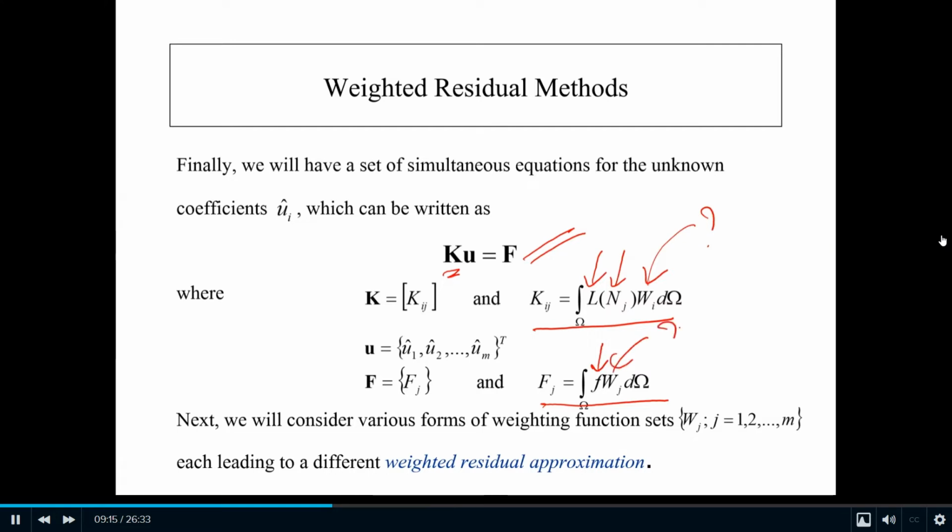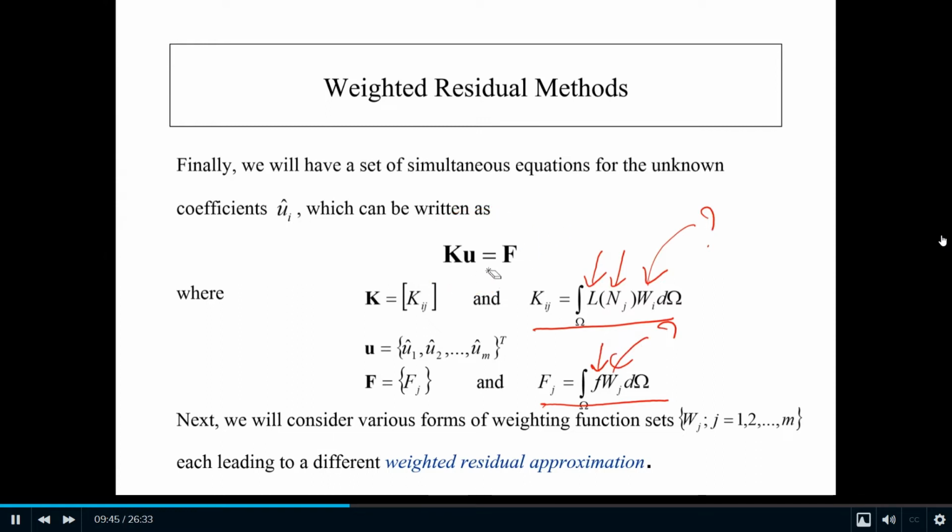The weight function. There are several choices of weight function that I'm going to show you. And for each choice, you would have a certain form of the equation here to solve for the solution.